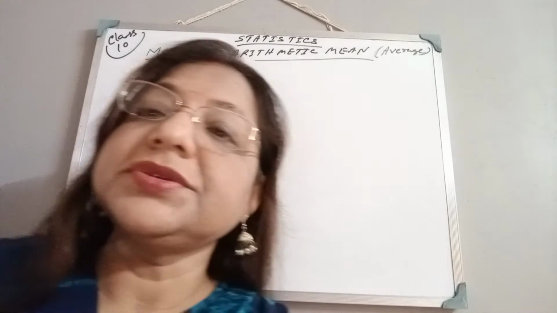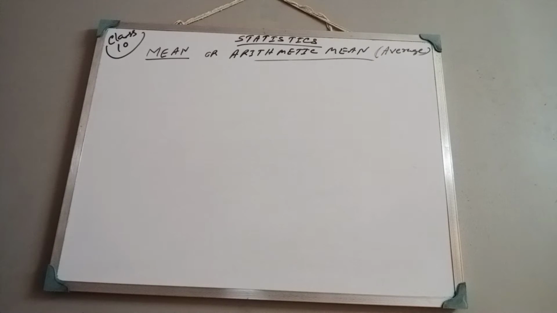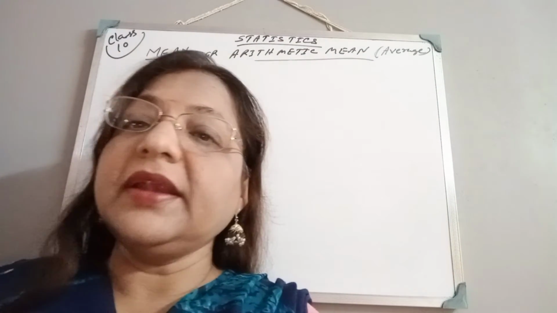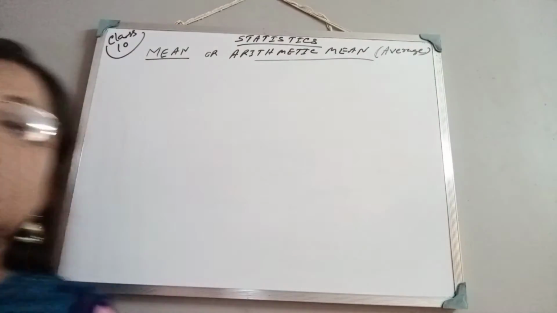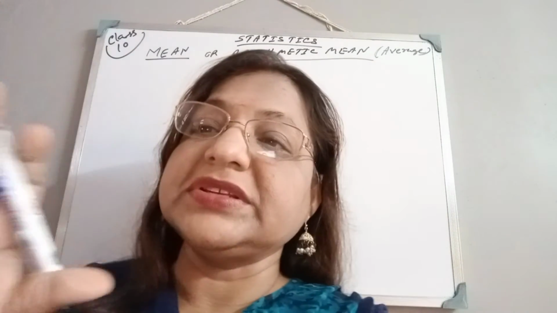Class 10, let us continue the chapter. Now we have started arithmetic mean in statistics. In the last video, I already mentioned some earnings, that means 10 days of earnings. Just continuing the same thing, those 10 days of earnings were written in ungrouped data form.